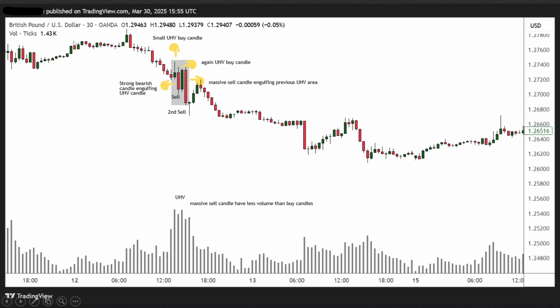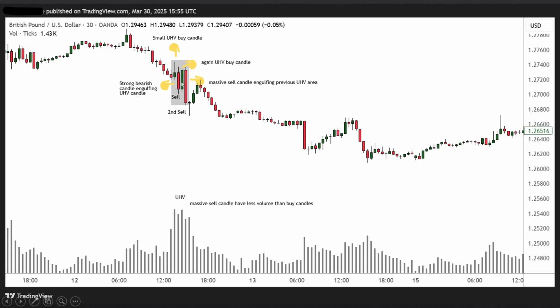Now this is a British pound 30-minute chart. This strategy works well on British pound. That is why I am repeating the British pound USD charts time by time. There is a buy candle with an ultra high volume. Then you saw the reaction, the market closed down below the ultra high volume buy candle. You should sell there simply, and you should place the stop loss above the high of the ultra high volume candle.